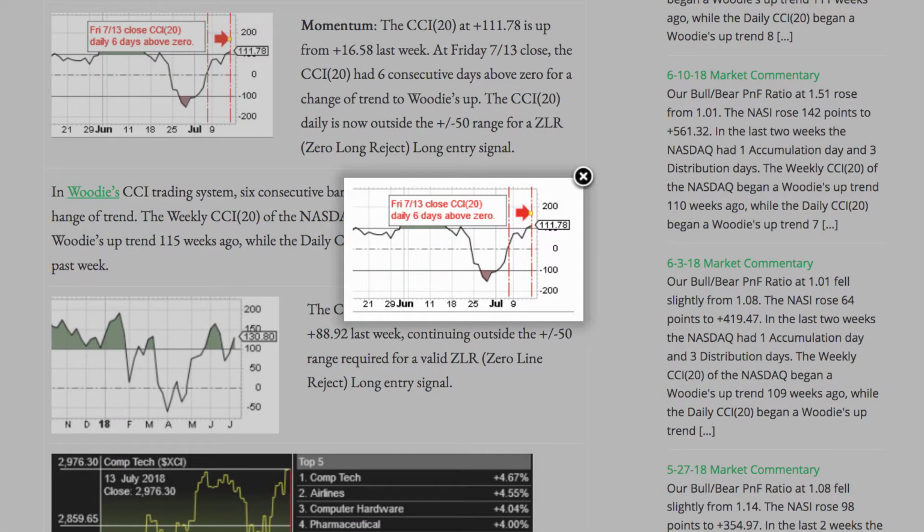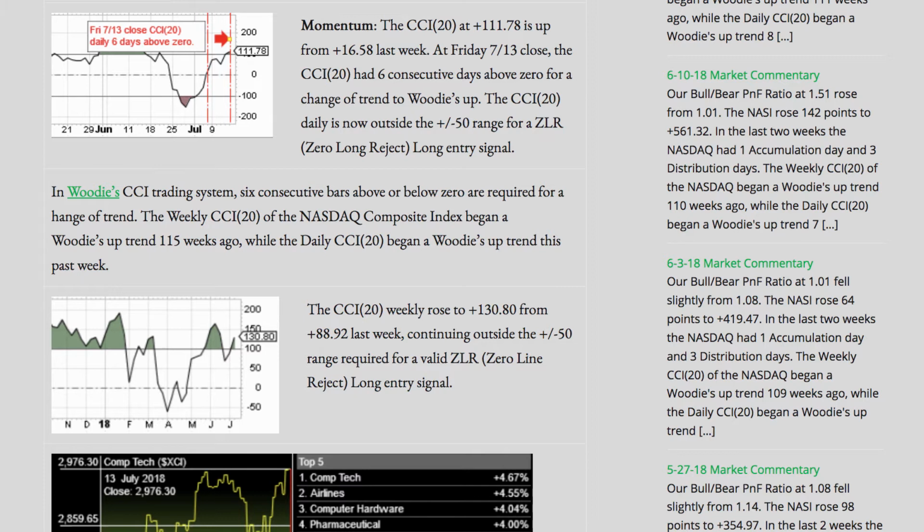Momentum. The CCI 20 at a positive 111.78 is up from a positive 16.58 last week. At Friday 7/13 close, the CCI 20 daily had 6 consecutive days above zero for a change of trend to Woody's up. The CCI 20 daily is now outside the plus or minus 50 range for a valid zero-line reject long entry signal. In Woody's CCI trading system, 6 consecutive bars above or below zero are required for a change of trend.